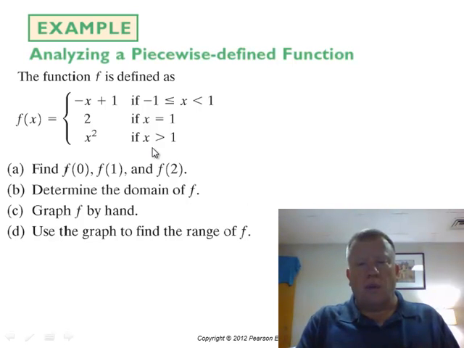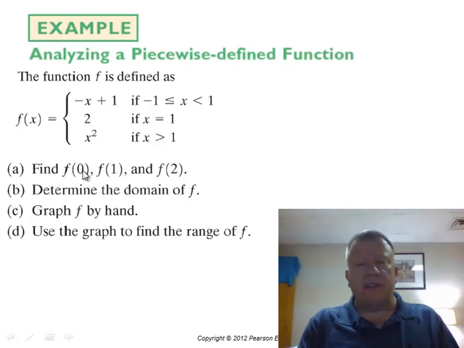So here is what it looks like algebraically to have a piecewise defined function. We have the algebraic definition of the function for each different interval of x. So when x is greater than or equal to -1 but less than +1, then the function is given by -x plus 1. But if x is equal to 1, then the function's value is equal to 2. And if x is greater than 1, then the function's value is given by x squared.